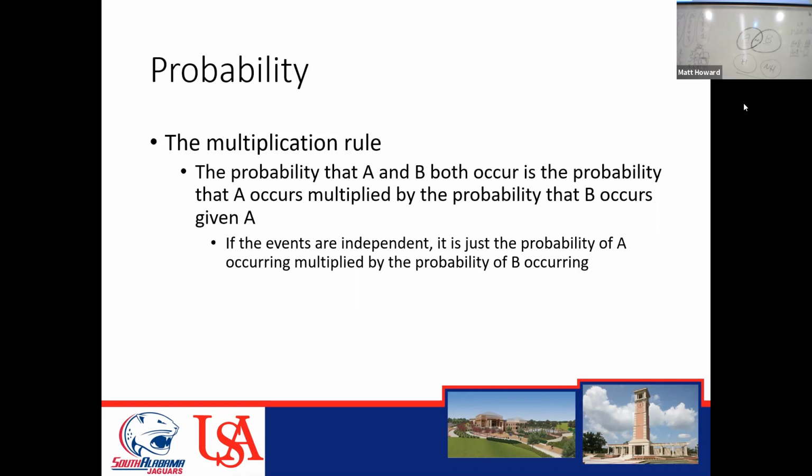For the purposes of this class, if I give you a question about the multiplication rule, we're going to assume the events are independent, just to make it easy. And if those events are indeed independent, the multiplication rule is just the probability of A occurring multiplied by the probability of B occurring. The multiplication rule, if they're independent, is just the probability of A times the probability of B.